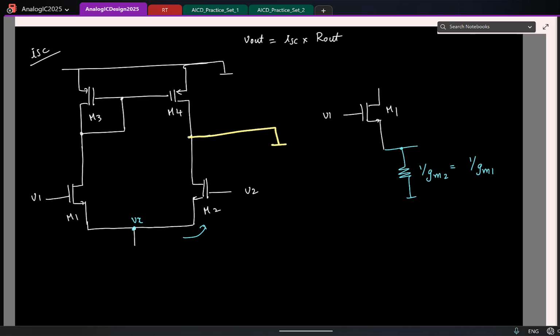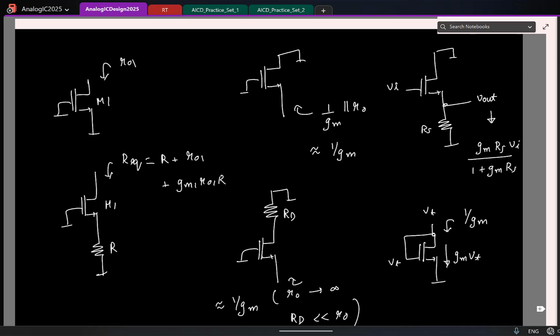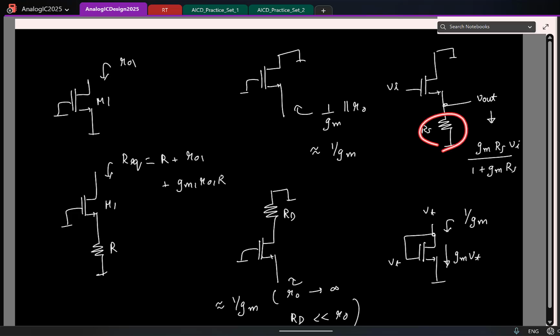Now tell me what Vx will be. I am applying the input at the gate, taking the output from the source. What configuration does this remind you of? At which terminal am I applying the input? Gate. Where am I tapping the output from? This is common drain. We just saw at the beginning of the class, in general, if I have a resistance Rs here, what is the output? We can do it again, but it's basically Gm times Rs by 1 plus Gm times Rs.